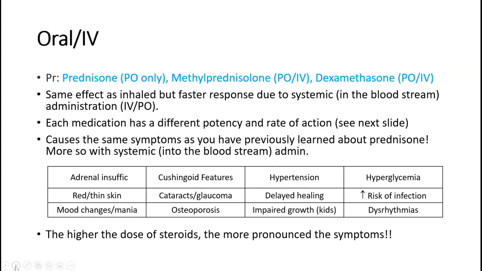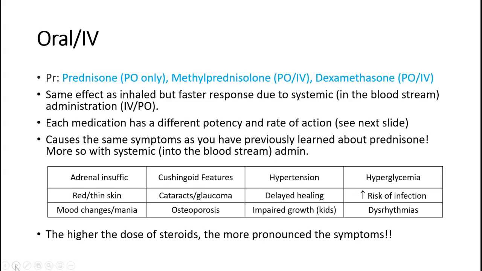You need to know that this chart alone has 12 side effects of steroids. And I think that's really the take-home message here: it affects multiple systems and should not be just taken willy-nilly. Prednisone's a great drug. It can make you feel so much better. But again, it comes with a price.